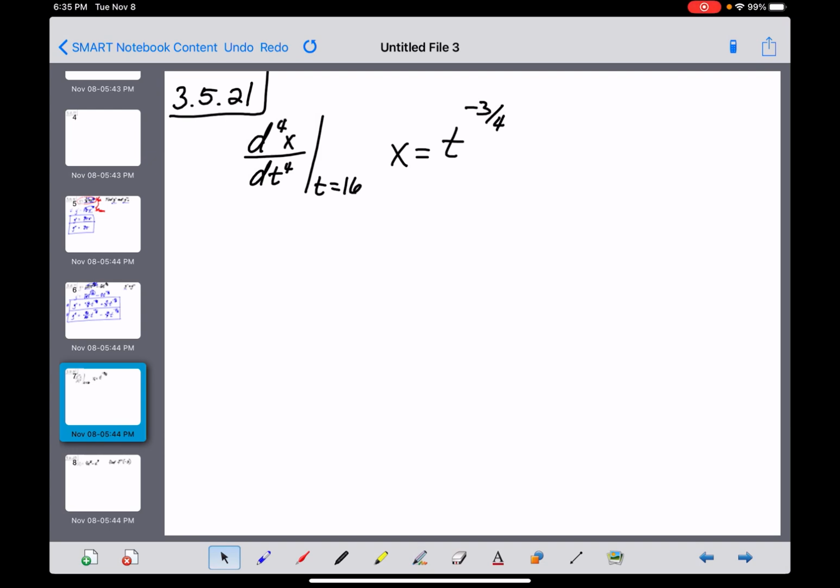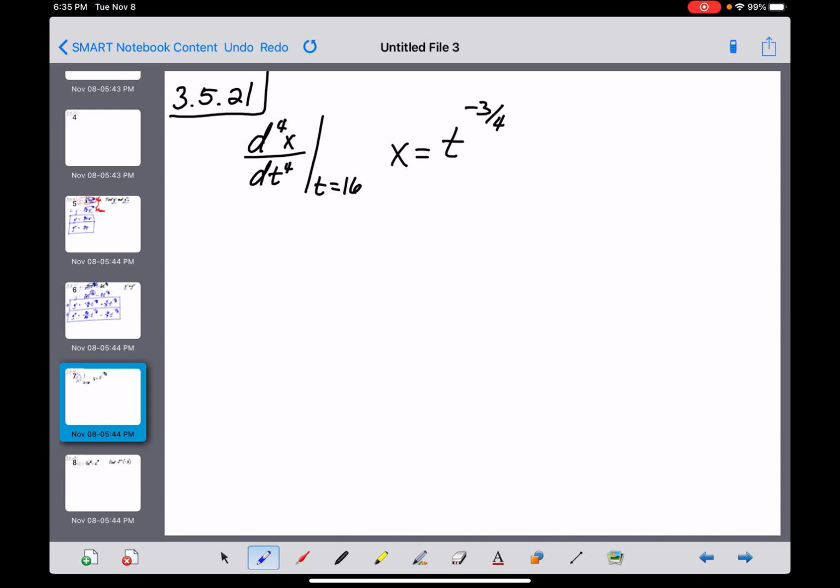Okay, problem number 21, not an easy problem, but I wonder if part of what's troubling about this one here, guys, is just the notation. They're asking you to do a couple of things. First of all, this notation right here is asking us to come up with the fourth derivative of the x function with respect to t, and then they're using the evaluation bar right here saying once you find that derivative, go ahead and evaluate it now when t is equal to 16.